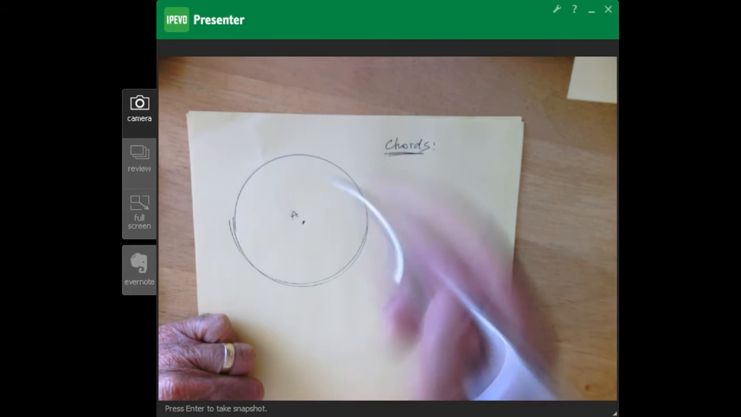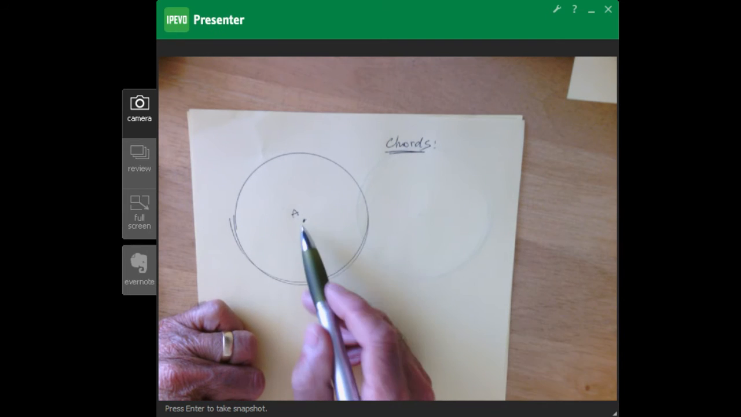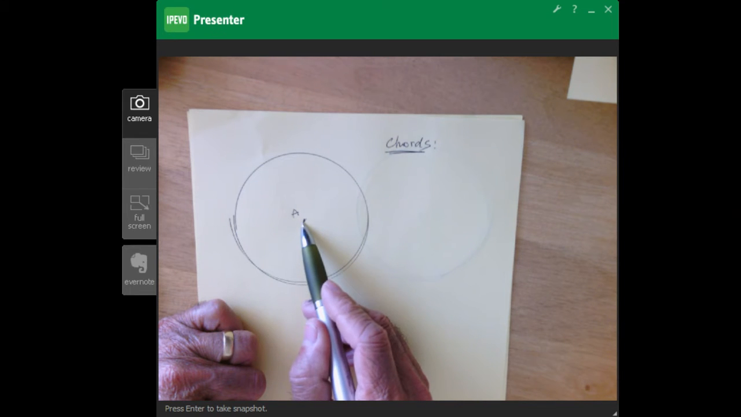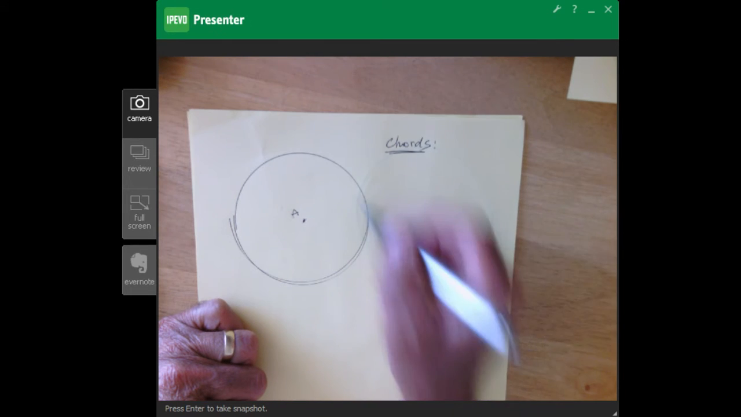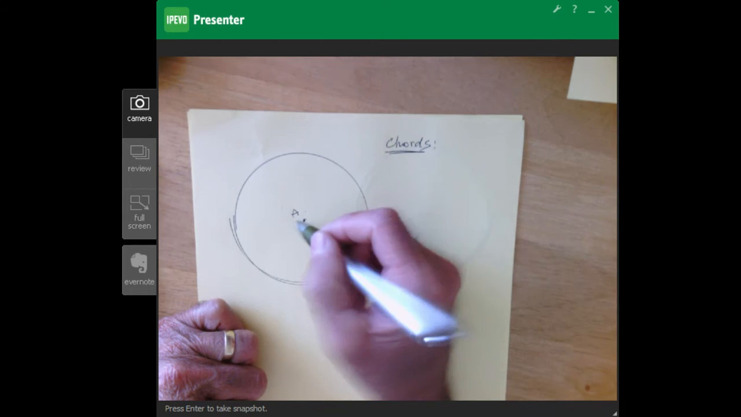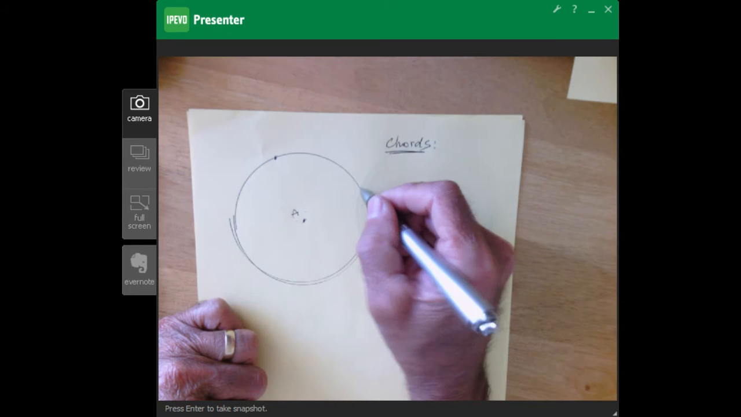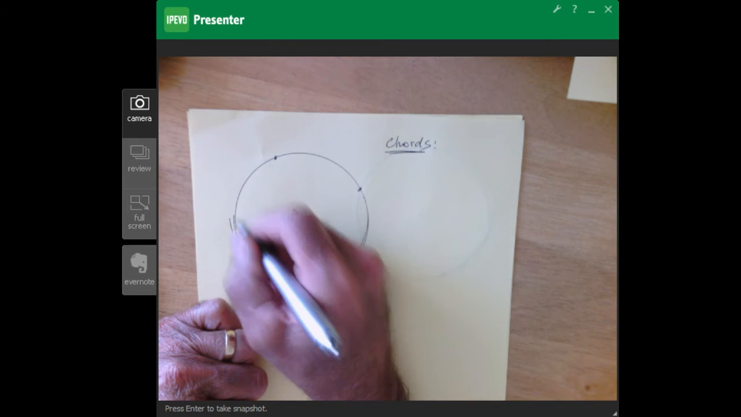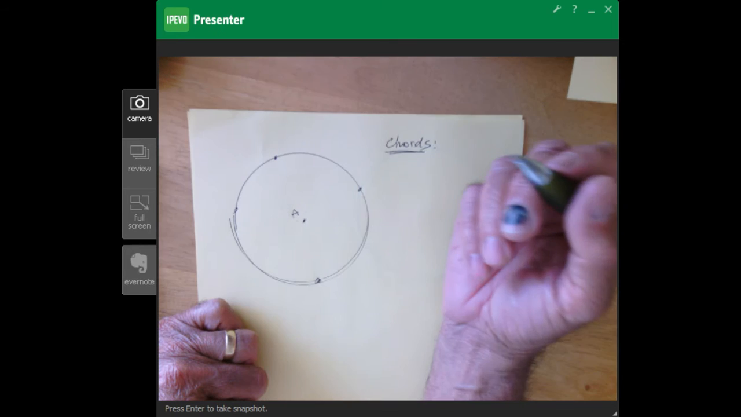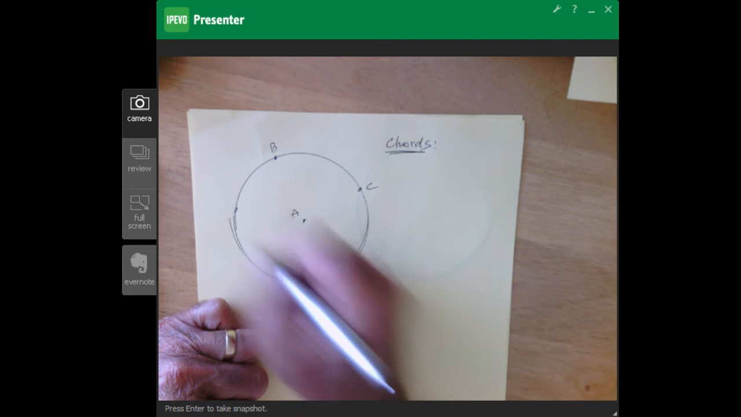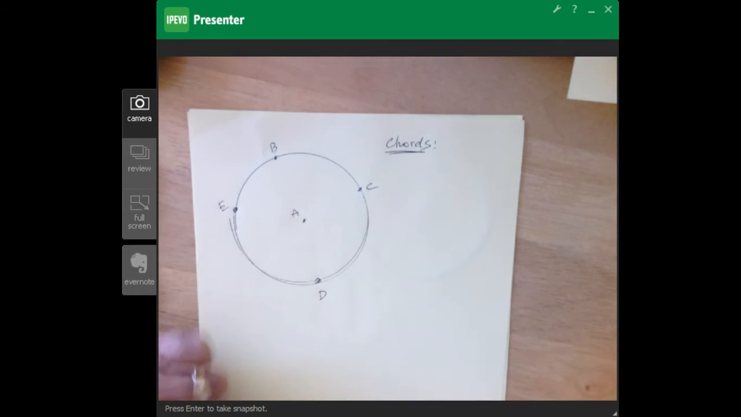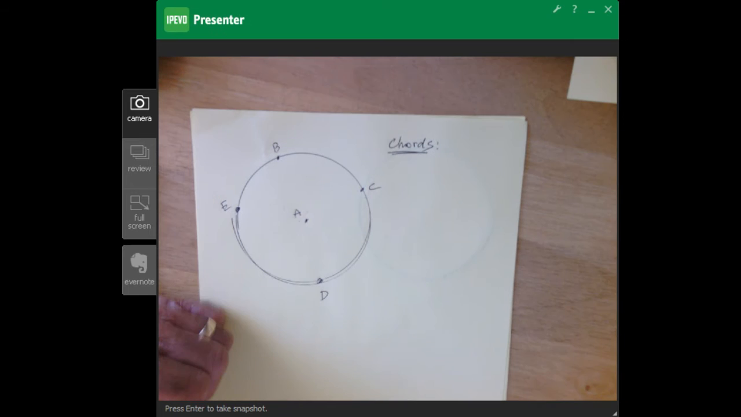So first of all, what is a chord? So here we have a circle. And this circle is circle A. Again, we name that by the center of the circle. And there are a set of points, that's our circle. These set of points are all equidistant from that center. And so here, I'm just going to indicate a few points along the outside of that circle. So we have point A. On the outside, we have B, C, D, and E. So these are just points on the outside on the circle.